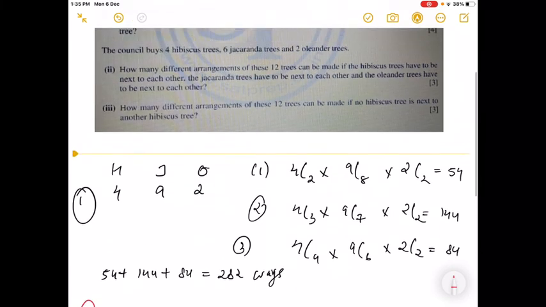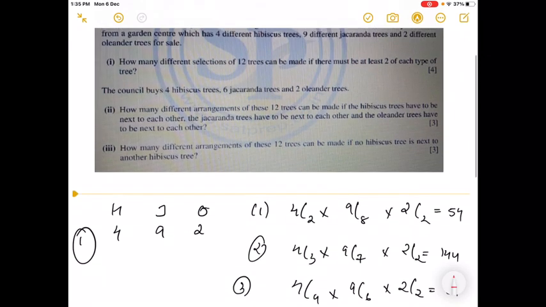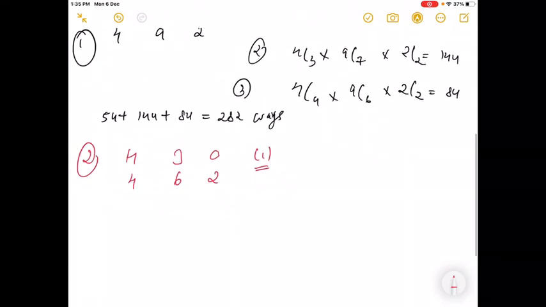Now question number 2 has a different set of trees from which they are collecting, and in that collection this is 4 again, this is now 6 and this is 2. As you can see, they already have 12 trees now, but the arrangement is different in part 1 and part 2. In part 1 they say how many different arrangements of these 12 trees can be made if the hibiscus trees have to be next to each other, the jacaranda trees have to be next to each other, and the oleander trees have to be next to each other. Means you don't have to split them, they should be all together.